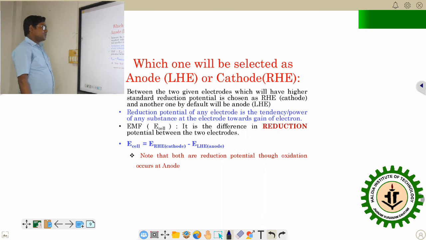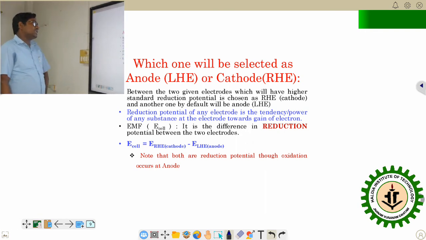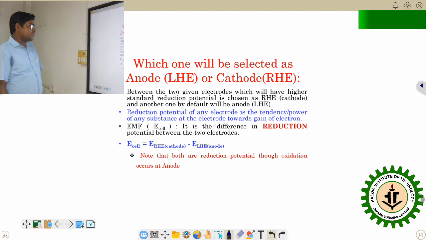Next one. Now we may be given a list of electrodes and you may be asked to construct a certain cell. Then how do we know which electrode will be taken as the right hand electrode or which one will be taken as the left hand electrode? There is some principle we have to know about it.